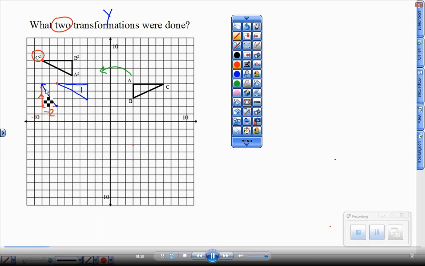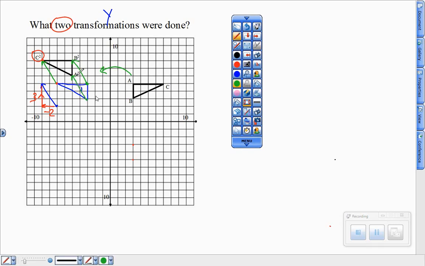That's called a vector. Another way of showing a translation or a slide, the direction you're moving. So I'm moving that left 2, up 3. I can see every point moving left 2, up 3. So those are my two transformations.